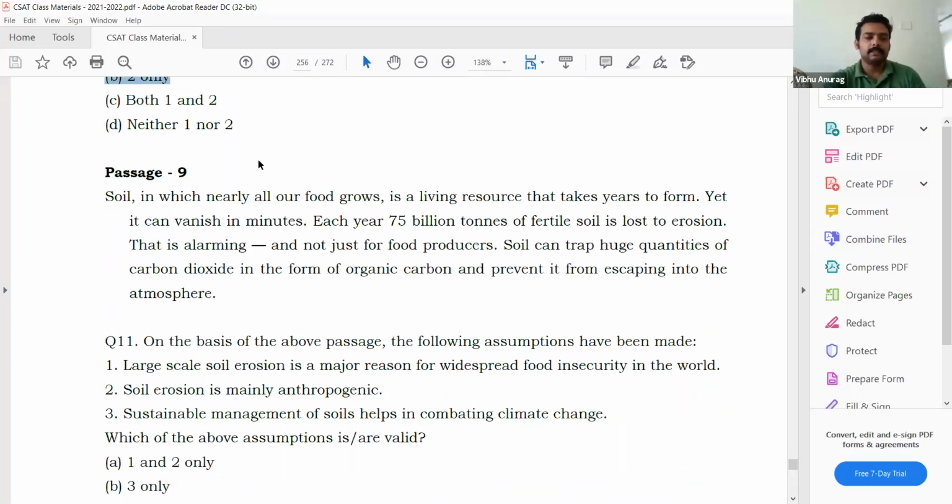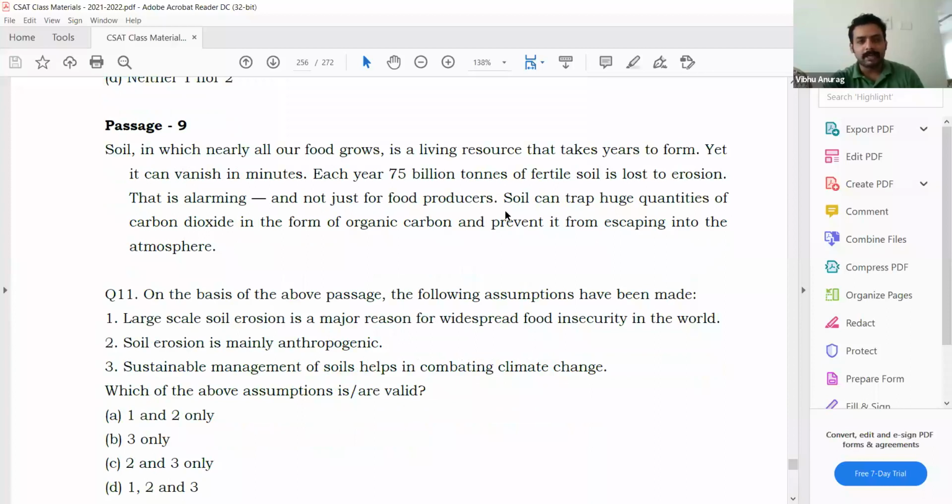Passages 9 to 13. 5 passages, each of them with 1 question each. You have to solve passages 9 to 13. That is Q11 to Q15. And you have a time limit of 10 minutes to do the same. Please start. You can do this. Time limit of 10 minutes. You can begin now. Please start.